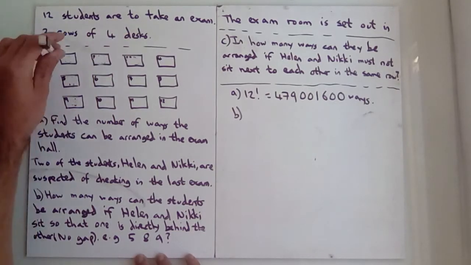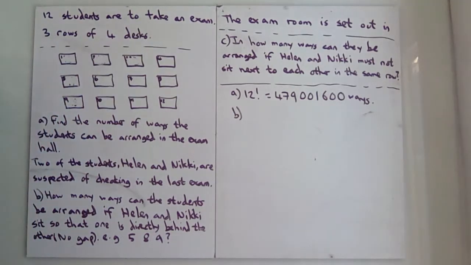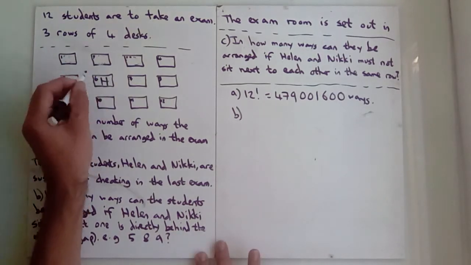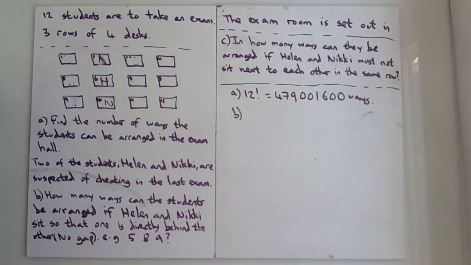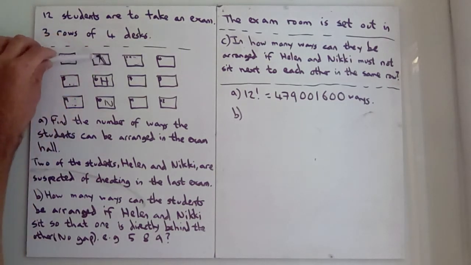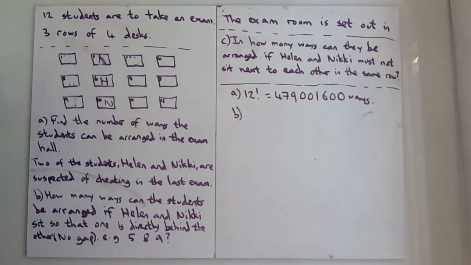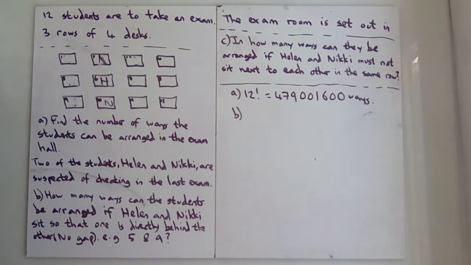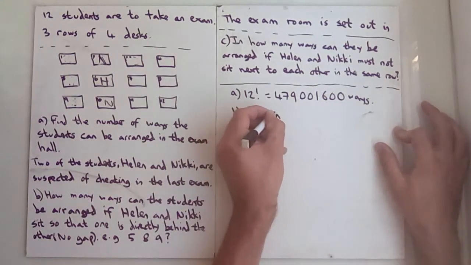If we put Helen anywhere along this top row, then Nikki's only going to have 1 possibility. But if we put Helen in the middle row, so say we put Helen here, well, Nikki could go here or here, and it could still satisfy the same thing. So what we need to consider separately, if Helen's in row 1, or row 3, we'll consider that as one scenario, and we'll consider if she sits in the middle row, row 2, as a separate second scenario.